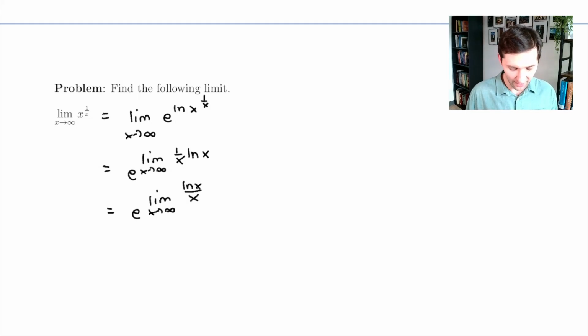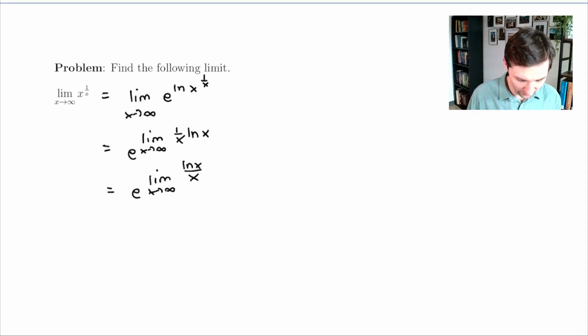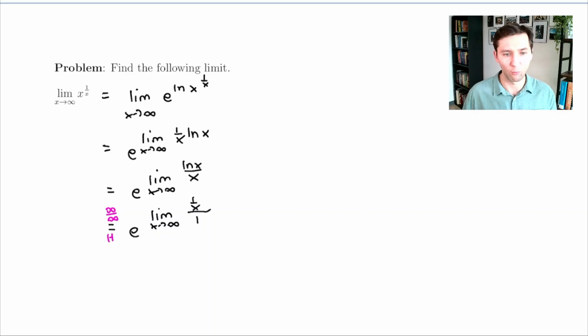I believe now, to compute this limit, I can use L'Hopital's rule. Ln of x as x goes to infinity goes to infinity. X as x goes to infinity goes to infinity. This is of the form infinity divided by infinity. I will apply L'Hopital's rule. So I get e to the limit as x goes to infinity. And let me remind you that I'm using L'Hopital's rule here in the exponent. And I will get in the exponent 1 over x. In the denominator, the derivative of x is just 1. So that is 1 over x.